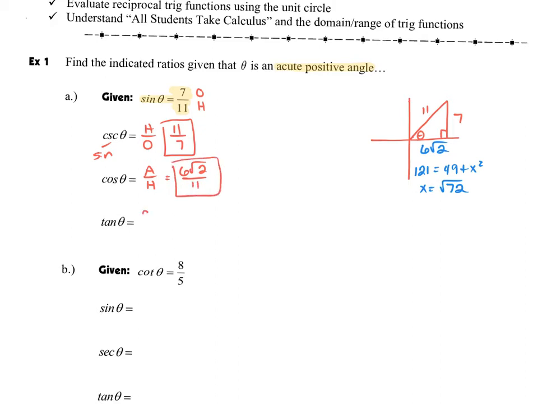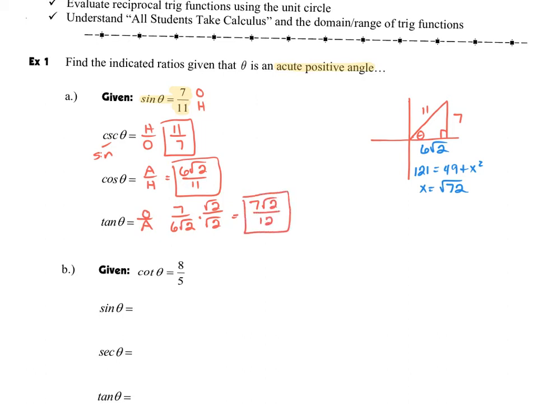And my tangent would be my opposite over my adjacent. So I'm going to have 7 over 6 radical 2. And of course, I do want to rationalize that if I'm going to have that opposite over adjacent. So I'm going to multiply the top and bottom by a square root of 2. I'll write it here, but I want you to be able to do these in your head. So if I finish rationalizing this, I'll get 7 radical 2 over 12.